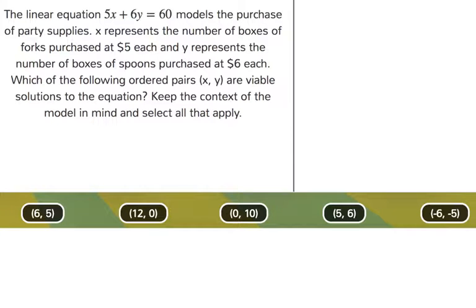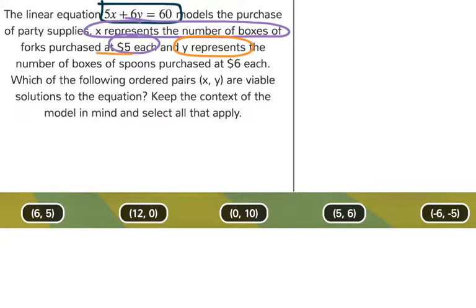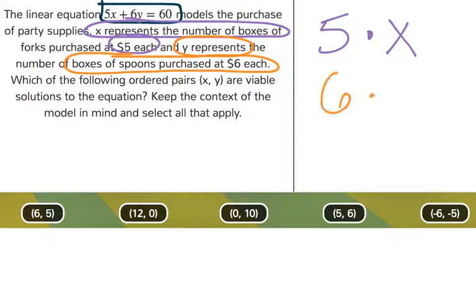Okay, it says here the linear equation 5x plus 6y equals 60 models the purchase of party supplies. X represents the number of boxes of forks purchased for $5 each, and Y represents the number of boxes of spoons purchased at $6 each. So right there you have some multiplication going on. That's where that 5x comes from, $5 for each box of forks, and then the $6, 6 times y for the boxes of spoons. Okay, great. So those are the parts of our equation.